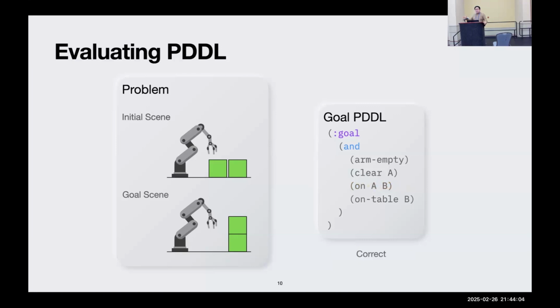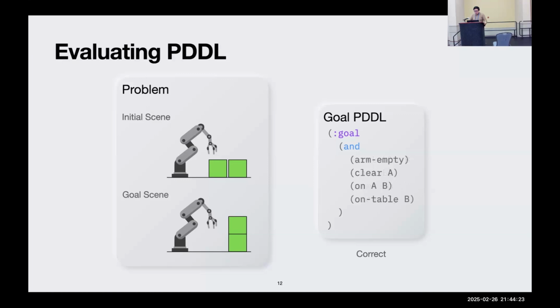All right, so those are the different ways that PDDL generations can be incorrect. Let's go back to what a correct generation looks like. But this isn't the only correct generation, right? There's a lot of different ways that we can specify the goal that's still correct. For example, we can permute these propositions, right? That's fine. That's still describing the same goal.